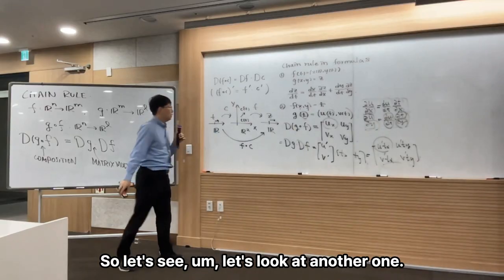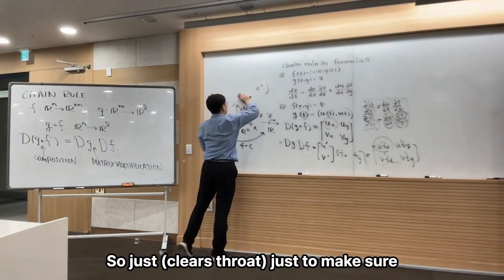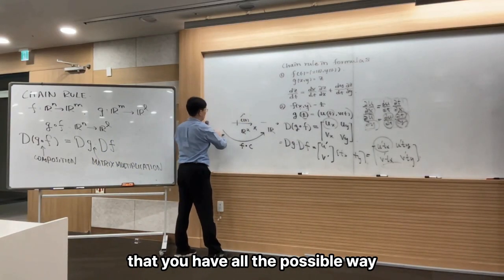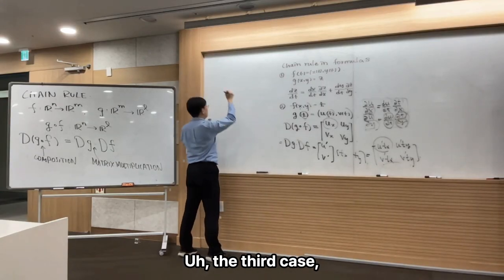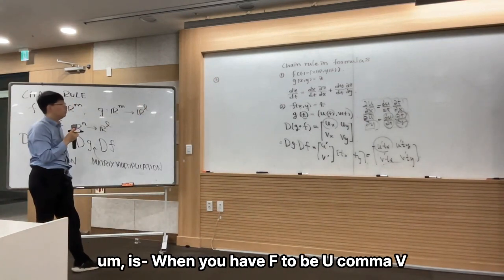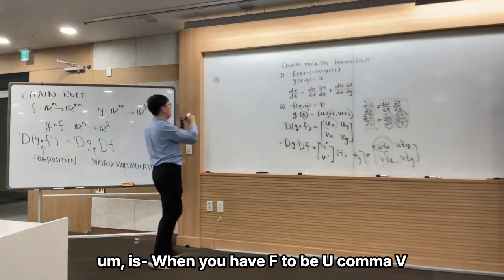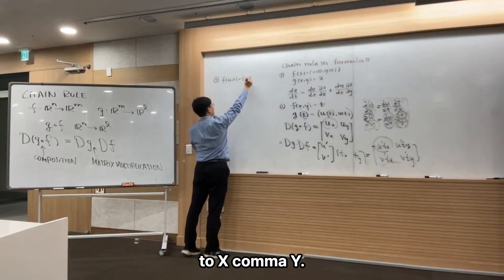So let's look at another one, just to make sure that you have all the possible ways of writing the chain rule. The third case, let's think about this case, is when you have f be u comma v to x comma y.